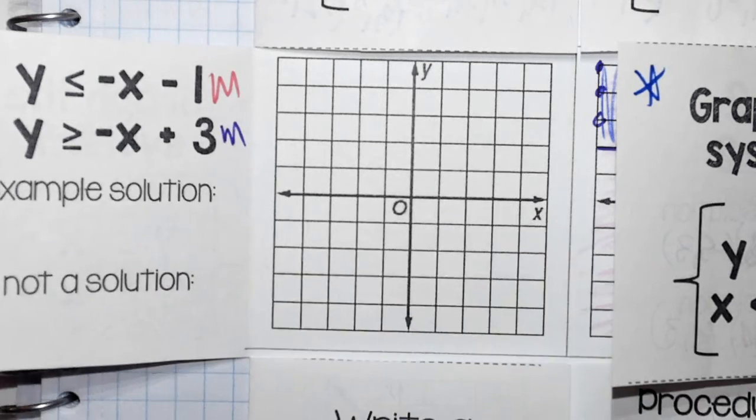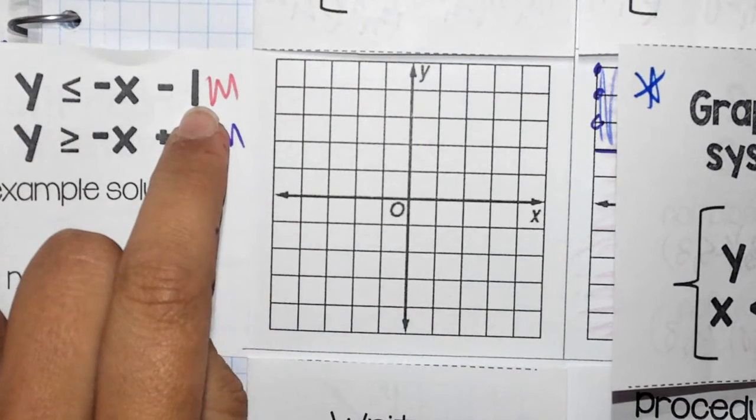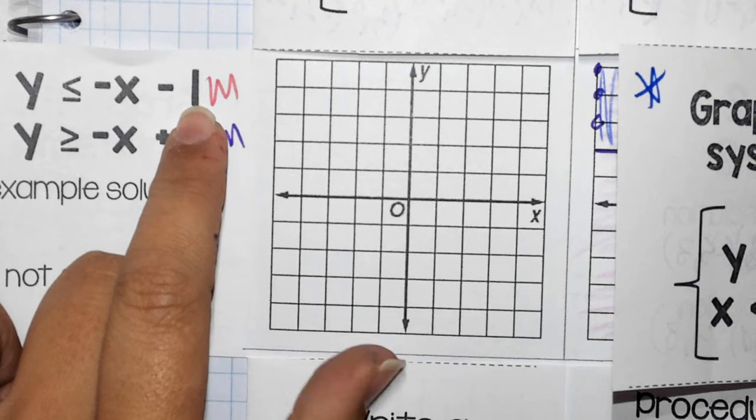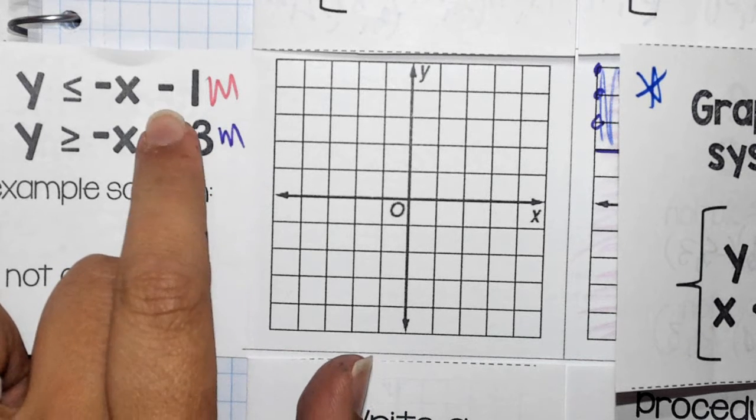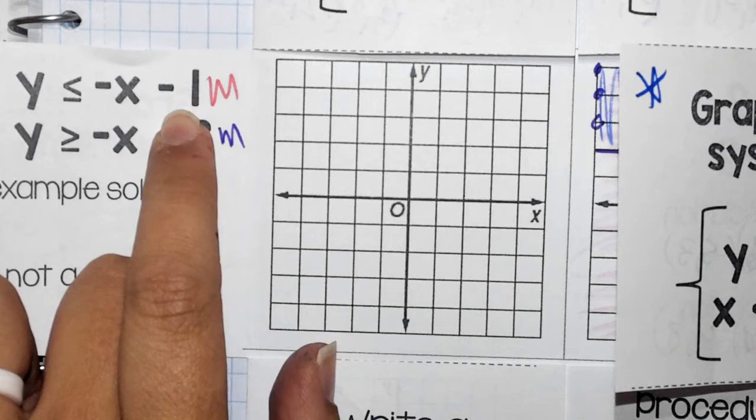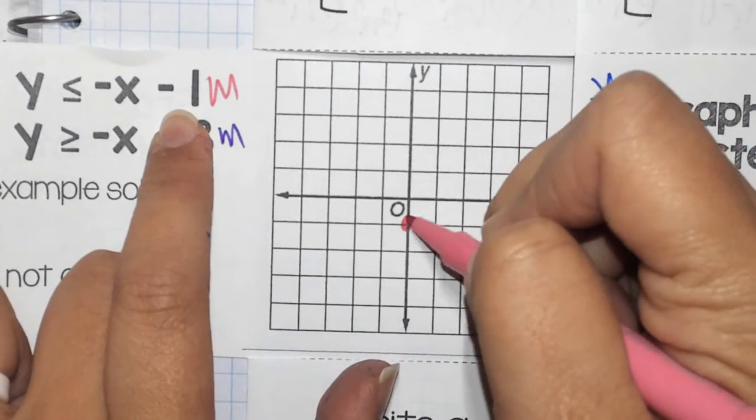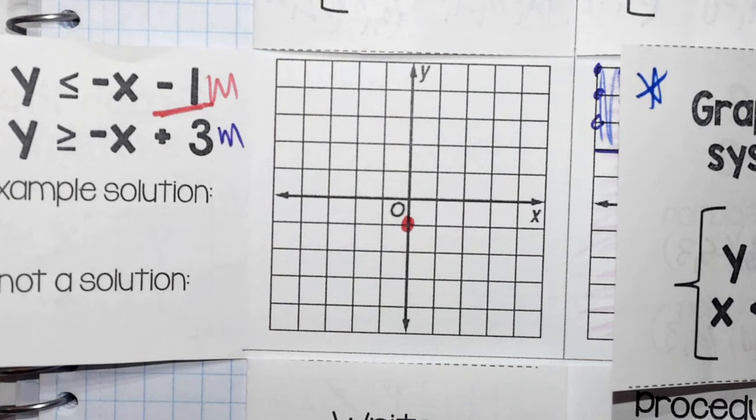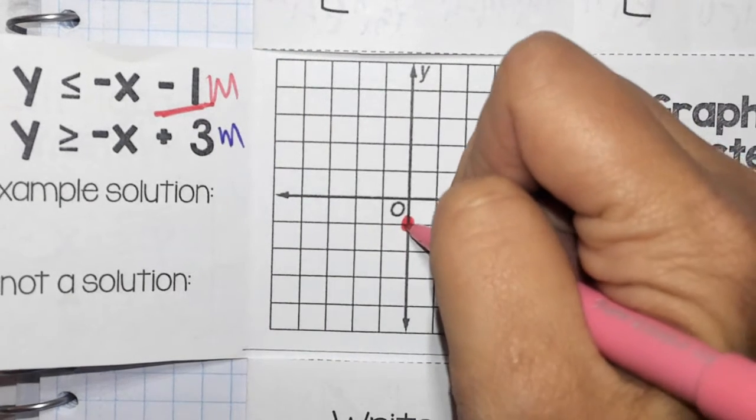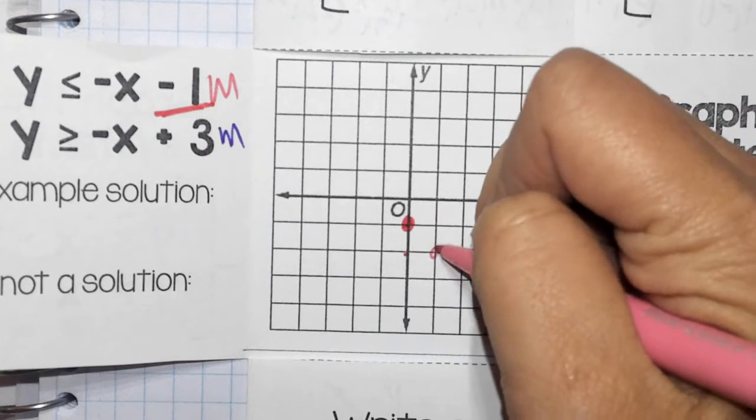Alright, so let's graph this first one together. What do we do to graph this? We do y-intercept first, and what's our y-intercept? Negative 1. So we go down 1. Yes. Always start with this number. Okay, and then what's my slope from here? Negative 1 over 1. So you go down 1, right 1.